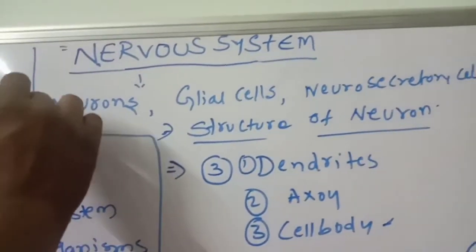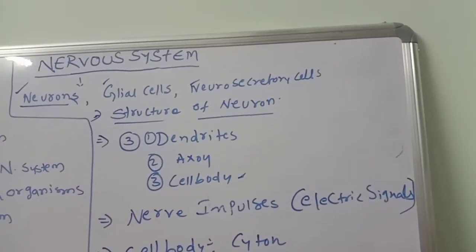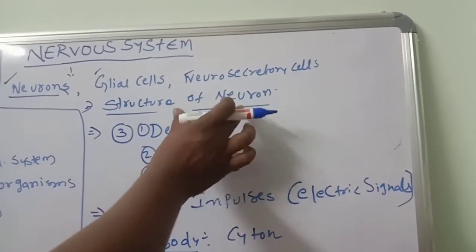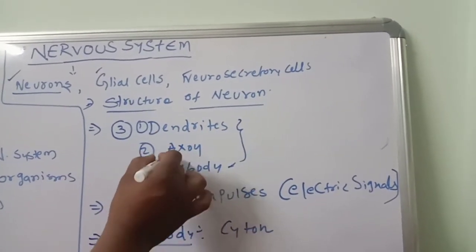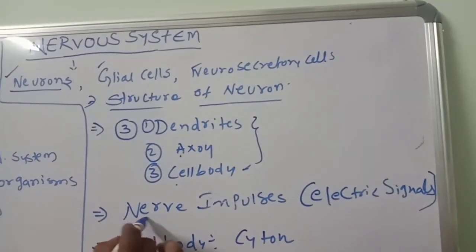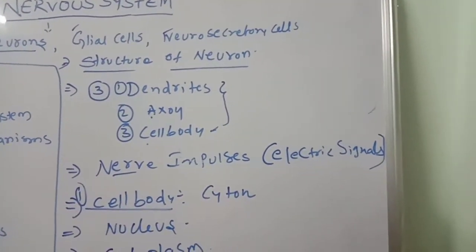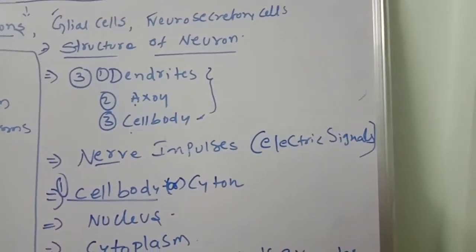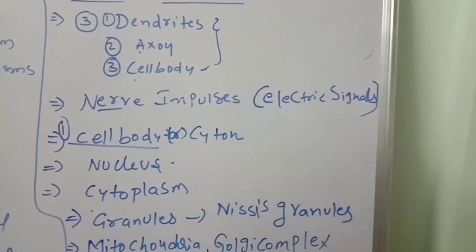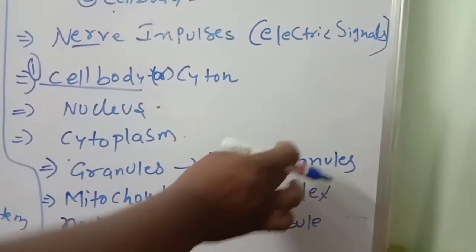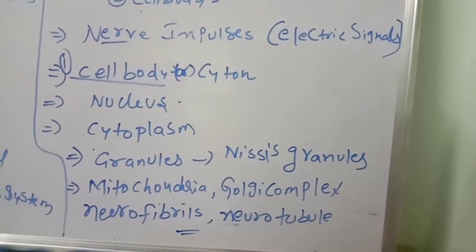The nervous system contains not only neurons; glial cells and neurosecretory cells are present. First we have to come to neurons. Neurons are the structural and functional unit of the nervous system. In the structure of a neuron, there are three important parts: cell body, axon, and dendrites. Mainly, neurons transport nerve impulses in the form of electric signals. The first part is the cell body, also called the cyton. It contains the nucleus and cytoplasm. In the cytoplasm, some granules are there. I will show the diagram later, but you should remember these points. The granules are called Nissl granules, and also in the cytoplasm mitochondria, Golgi complex, neurofibrils, and neurotubules are present.